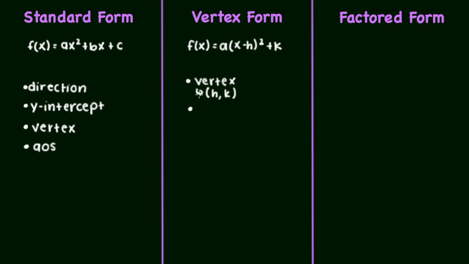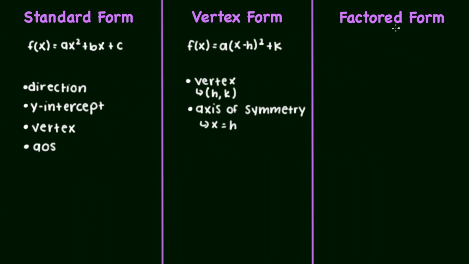And you can find the axis of symmetry using the equation x equals h. You can also still look at the a value and tell if the parabola opens upwards or downwards.